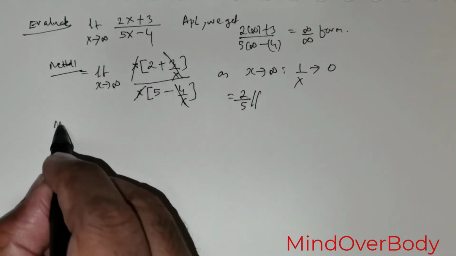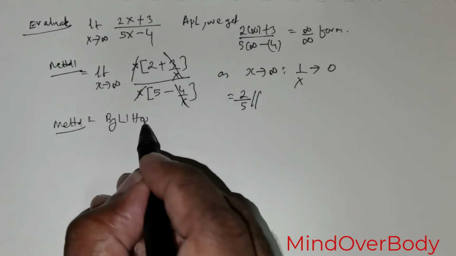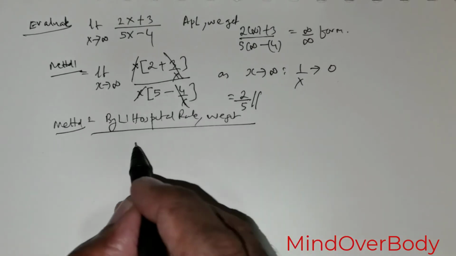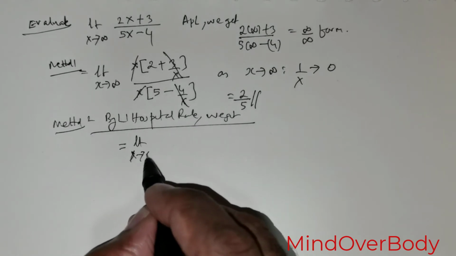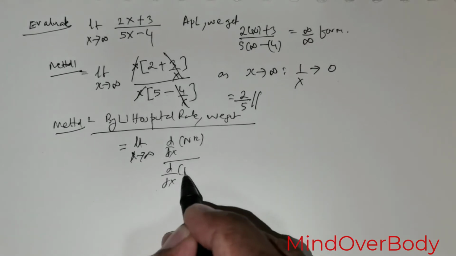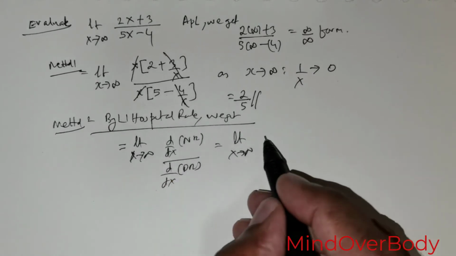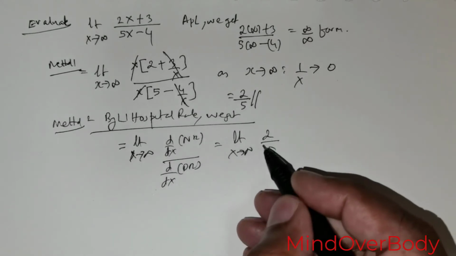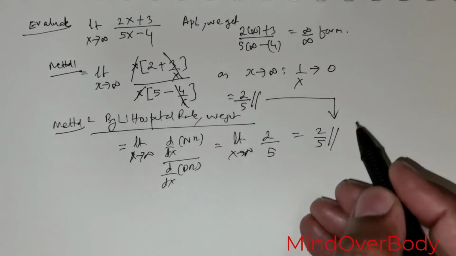Now method 2, I will be just applying L'Hopital's rule. So what do we get by L'Hopital's rule? That is nothing but limit x tending to infinity of the differentiation of the numerator divided by the differentiation of the denominator. This is equal to limit x tending to infinity of, when you differentiate the numerator you get 2, when you differentiate the denominator you get 5, and there is no x term. So this is equal to 2 over 5, and still you get the same solution.